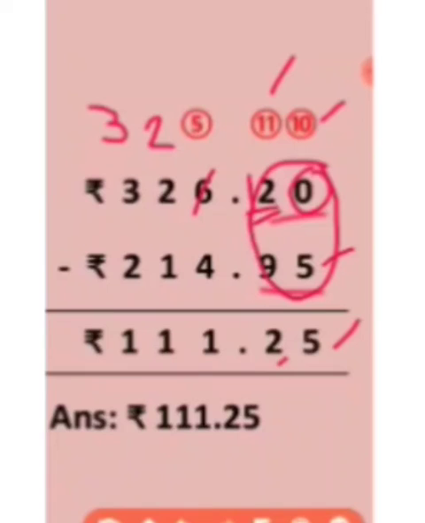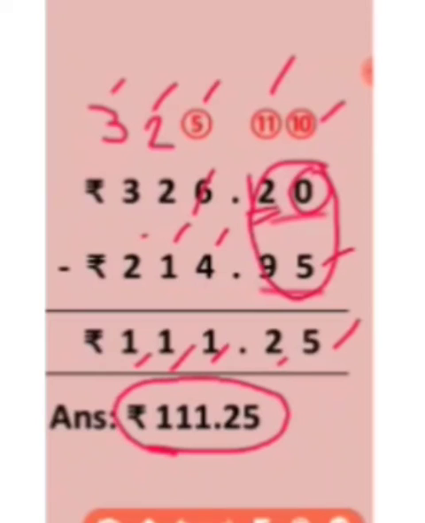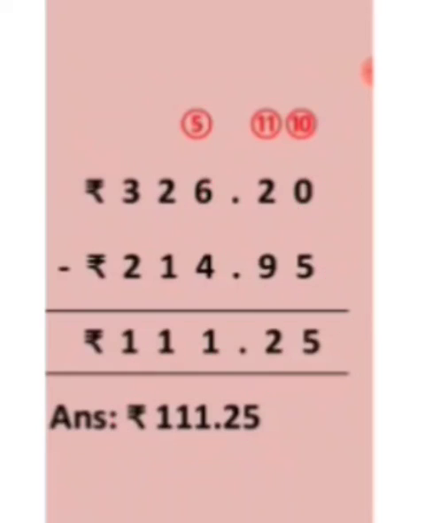Now coming to rupees. 5 minus 4 is 1. 2 minus 1 is 1. 3 minus 2 is 1. So final answer is 111 rupees 25 paise. This is our final answer. Okay. Come to the next part of today's worksheet.